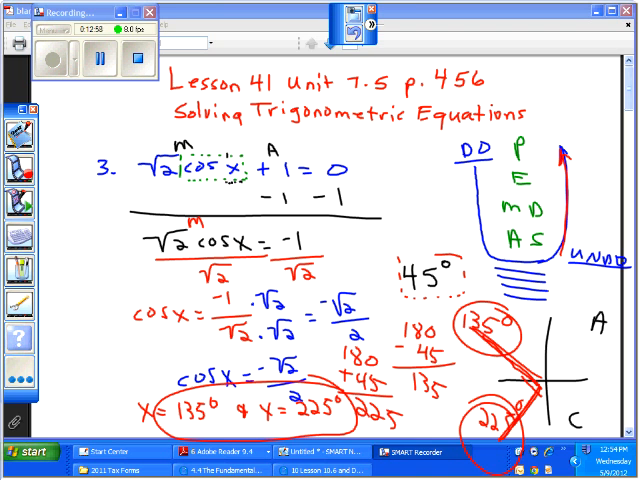Let's see how we found that. Okay? So we solved it. We thought about the angle. We thought about where that happens, where it's negative. It happened in quadrants 2 and 3. What are the angles that would have a reference of 45 that lie in quadrant 2 and 3? And we found those to be 135 and 225. Okay? Any questions there? Good? Okay.